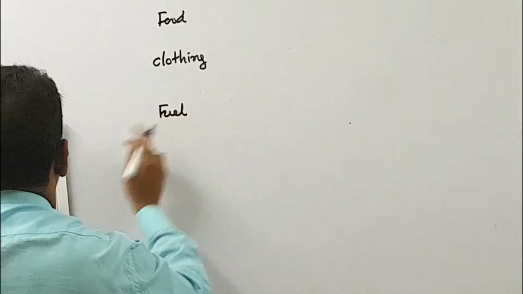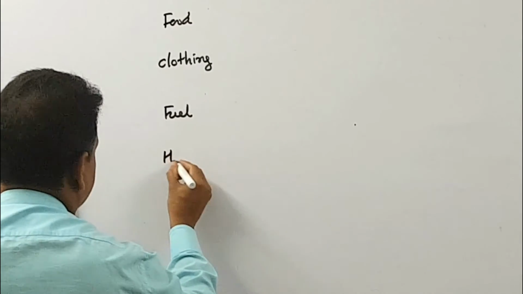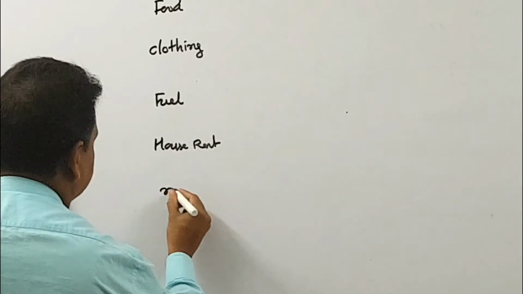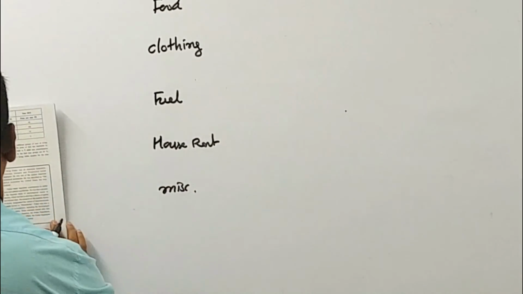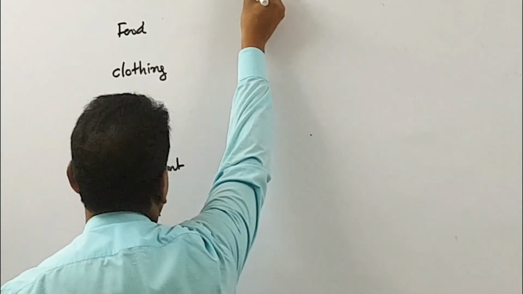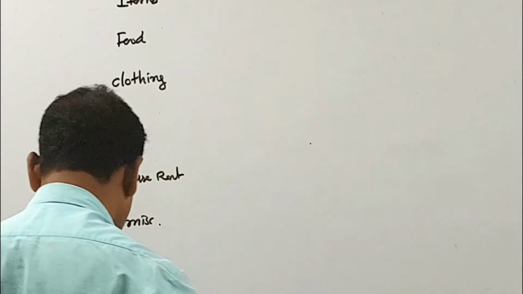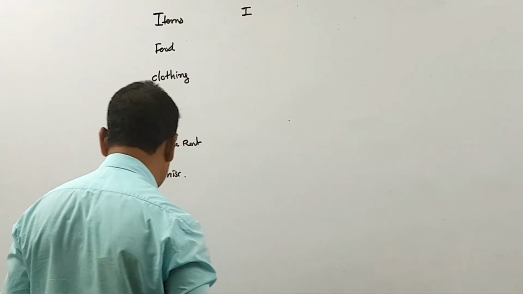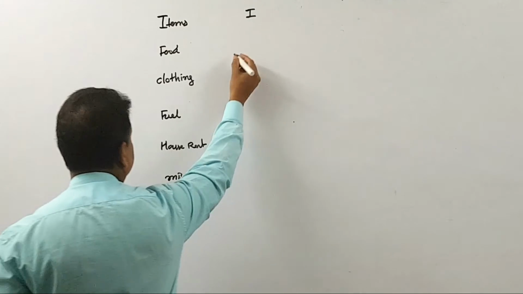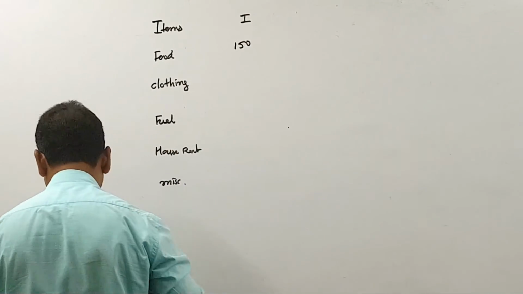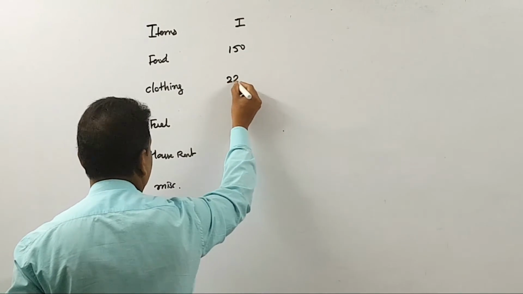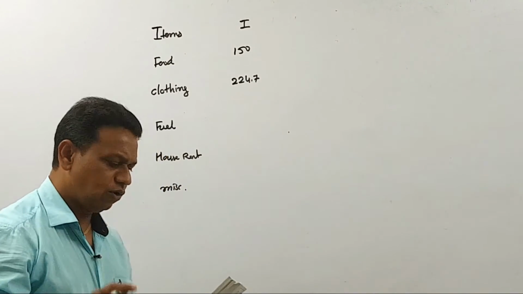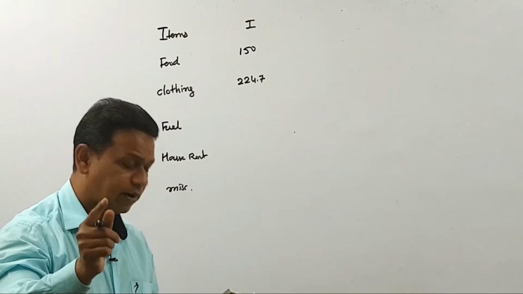Fuel we have, then we have house rent, and at the end is miscellaneous. Okay, so the index number is available. Please pay attention over there. The index numbers of food and clothing among the different groups of cost of living are given. The index number of food is 150. The index number of clothing is 224.7.